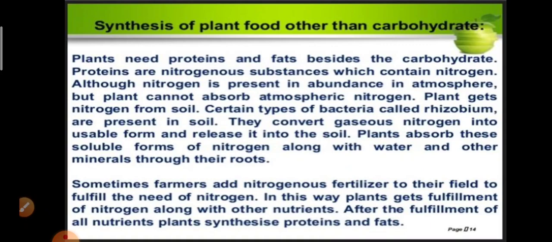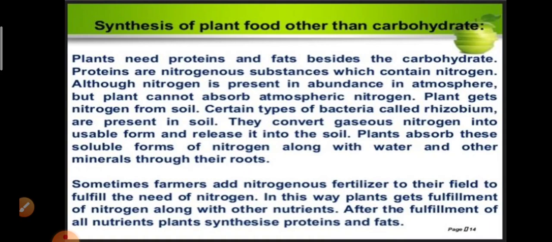Then, synthesis of plant food other than the carbohydrates. Yes, as you have already studied students, in the photosynthetic process the end product is carbohydrate. The plants can also manufacture products other than carbohydrates, that may be protein and fat. Plants need proteins and fats besides the carbohydrate. Proteins are nitrogenous substances which contain nitrogen.